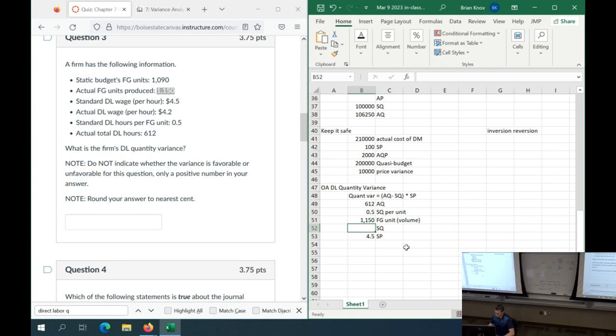What's a good grade for direct labor used, given the actual volume we produced? Now let's do the parenthetical to start with. Actual quantity minus standard quantity, just like it says in the equation right here. And we can multiply that by standard price, just like it says in the equation right here. And that should be our answer. 166.5 should be our quantity variance. Does that look good?